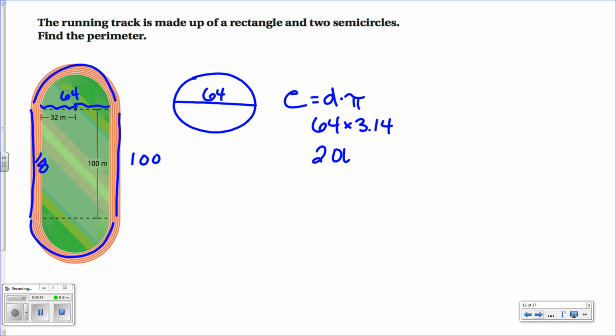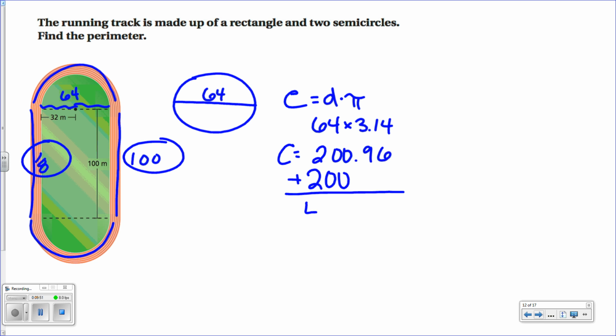And it's 200.96 would be my circumference. And I could cut it in half for top and bottom, but I don't need to because together they make a whole. So now I'm going to add my sides. One side of the track is 100, the other side is 100, so we'll add 200 to that. Come out with a total of 400.96, and if you round it to 401, that's fine. Meters, distance to go all the way around that running track.